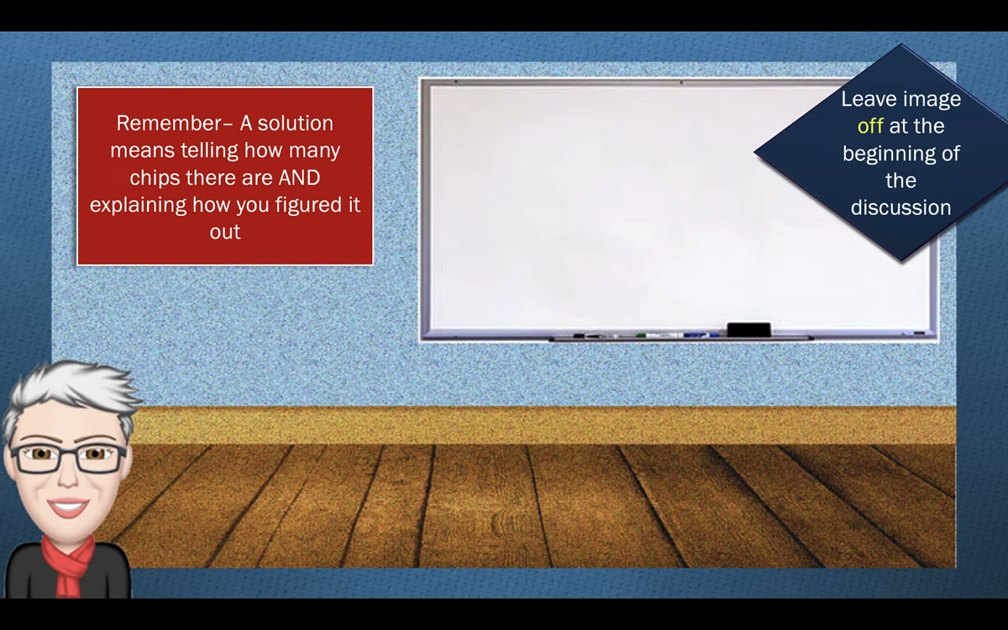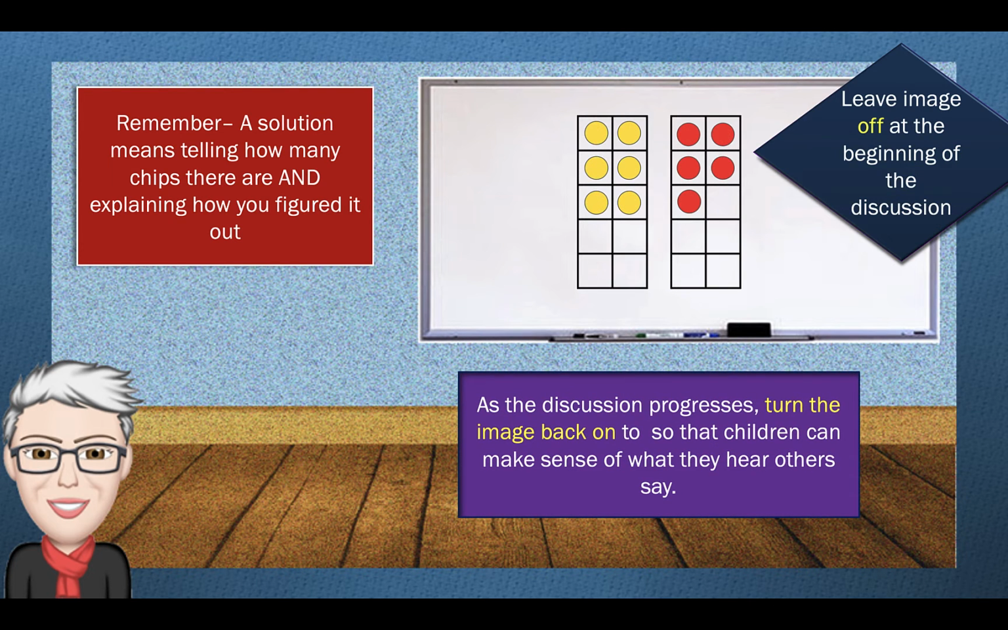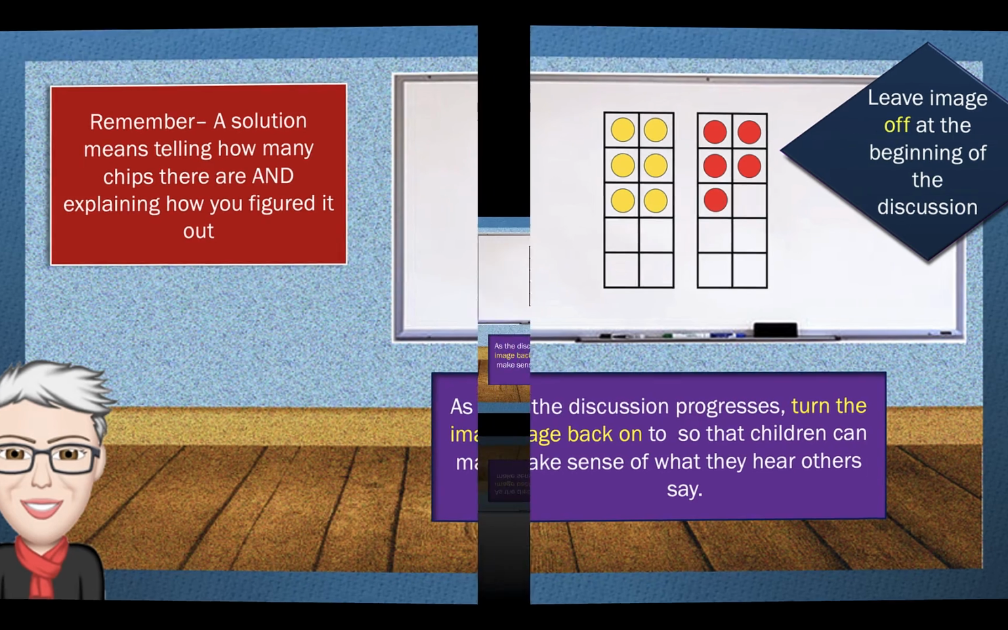If the teacher begins the discussion by first turning the image back on again, children can simply count what they now see, and we will have no idea of the type of mental imagery they developed, if any, or of how they figured it out without counting. As the discussion progresses, it is important that the image is made visible again so that children can make sense of what they hear others say.